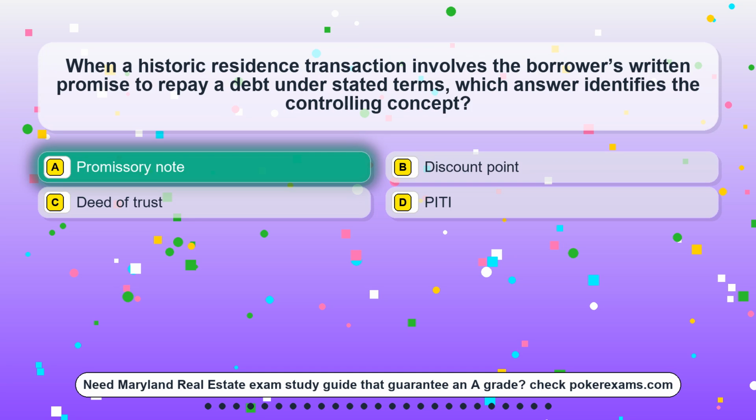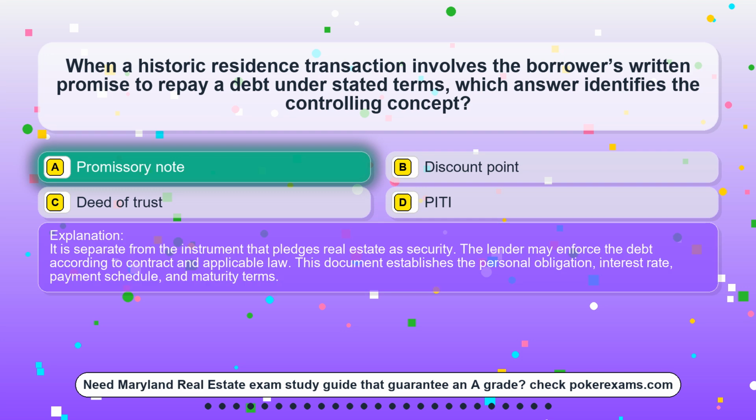The correct answer is option A, promissory note. It is separate from the instrument that pledges real estate as security. The lender may enforce the debt according to contract and applicable law. This document establishes the personal obligation, interest rate, payment schedule, and maturity terms.